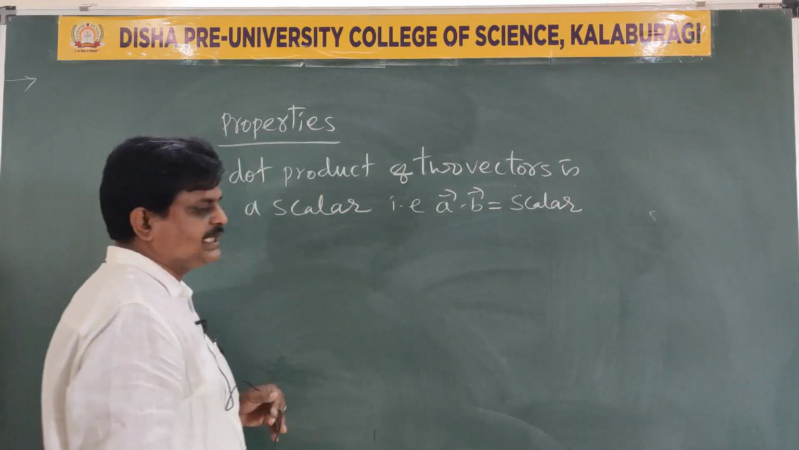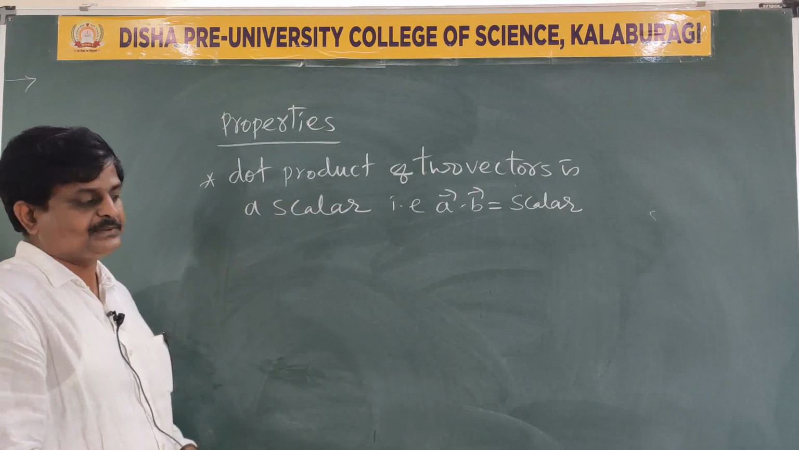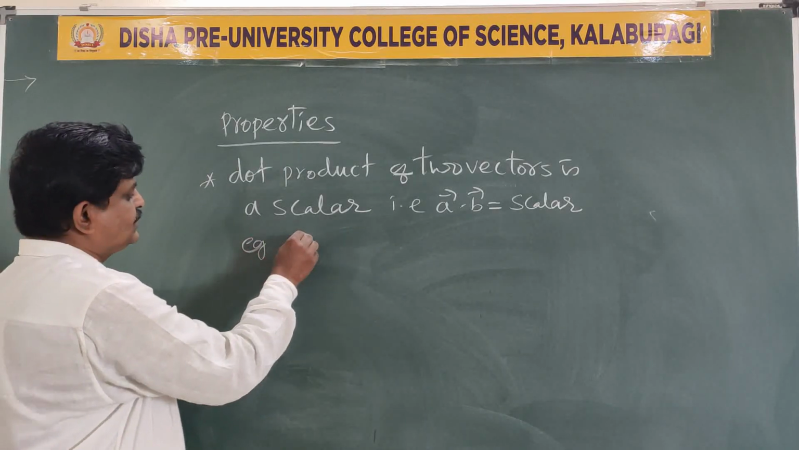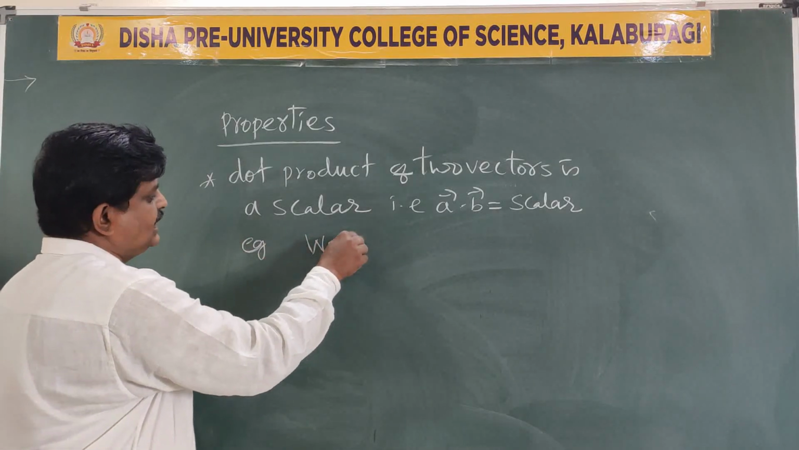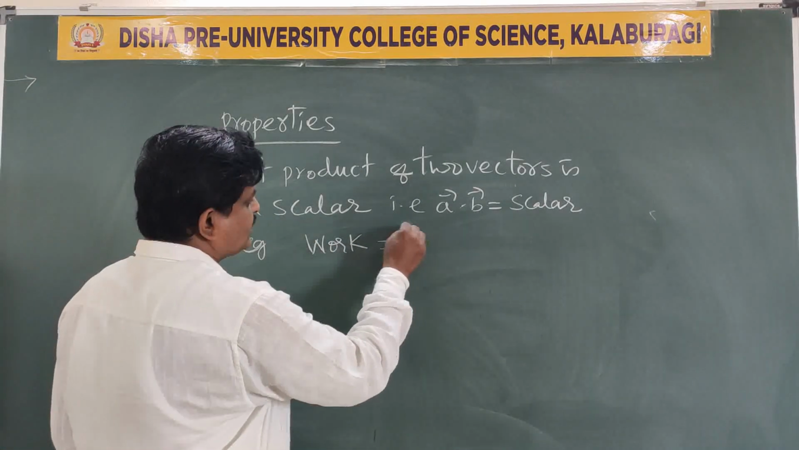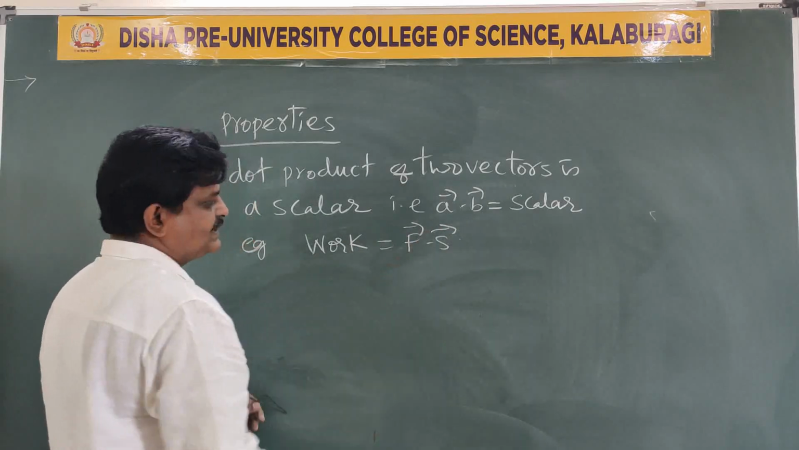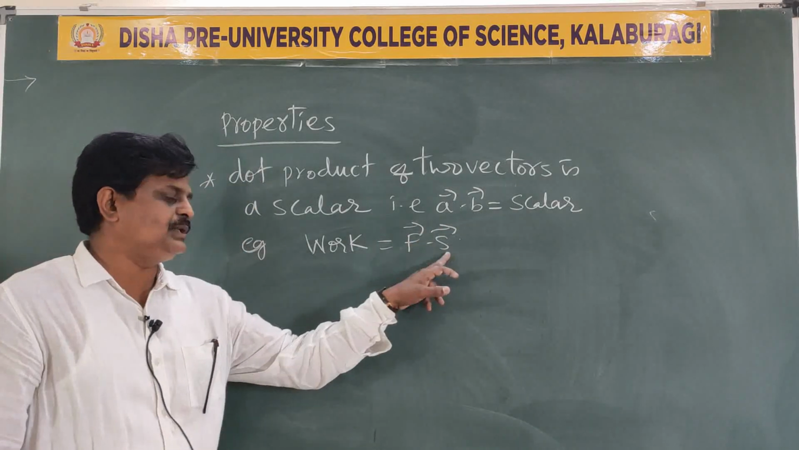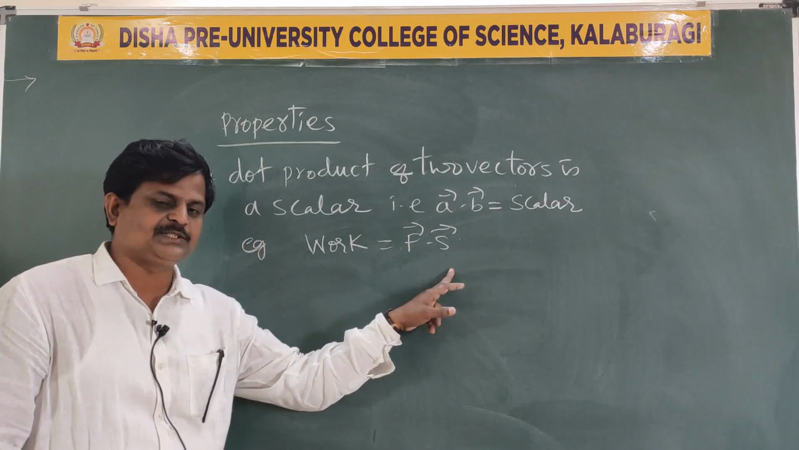Can you recall any example of this concept? Very simple. All of you know that work is a scalar quantity. How do you define it? As a dot product of force and displacement. Just see over here. These two are the vectors. Force is a vector, displacement is a vector.